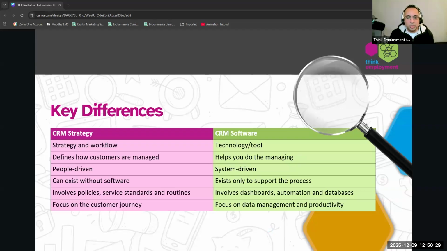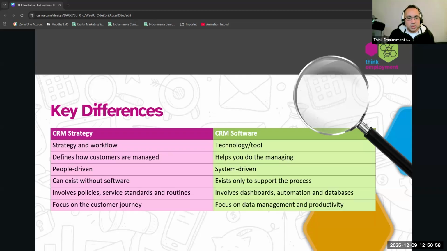It exists only to support the process. The CRM will help you to do all this in one location. So the strategy involves policies, service standards, routines, and documentation, and all of this may be on a hard drive or a server somewhere, but it'll be documentation that you would read. Okay. It'll be statistics, like reports. But it still can be done without the software.